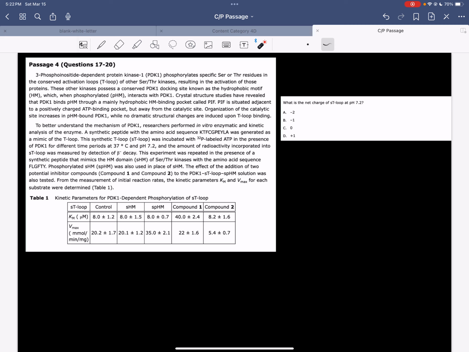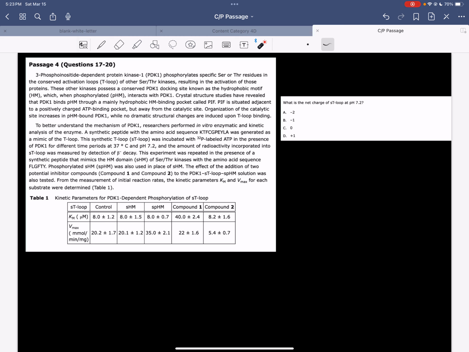So let's do it. So look at the first paragraph. Let's skim through. You see, we can't find anything as an abbreviation called ST loop. I go to the second paragraph. Keep moving. First line, second line, third line. Now, if you notice at the third line, this sentence right here says, this synthetic T loop, ST loop was incubated, blah, blah, blah. So now I've already figured out where the ST loop is mentioned in the passage.